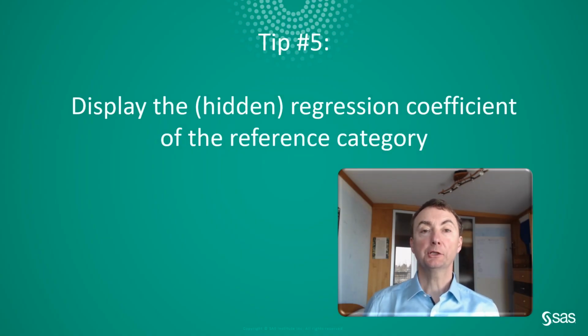When we use regression analysis for predictive modeling, we very often encounter the situation, when we communicate our results to the business user, that the interpretation of categorical variables and especially of the reference category is a very tricky one. Tip number 5 shows an idea on how you can calculate the regression coefficient for the hidden value for the reference category in order to have a better interpretation for your business users.